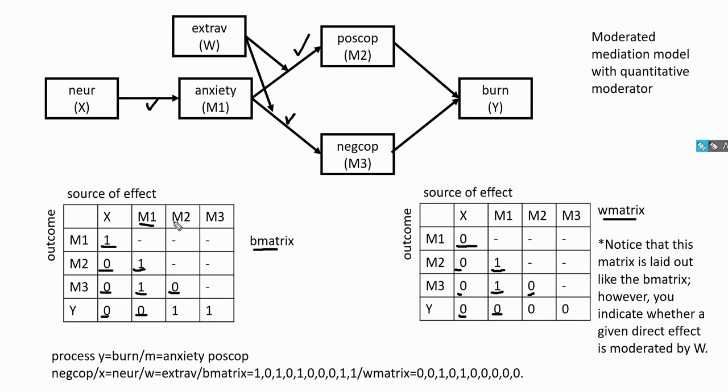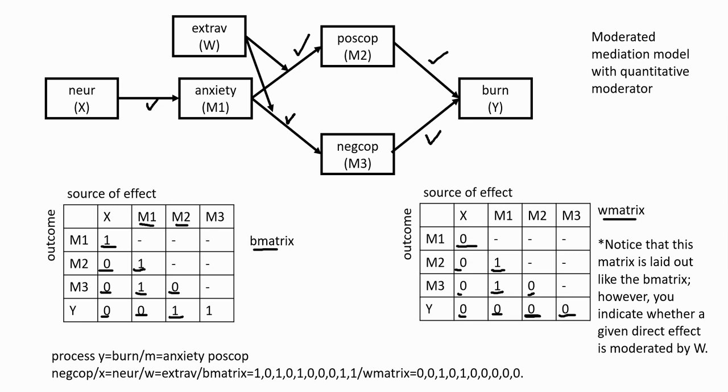And then with respect to the effect of M2 on Y right here, in terms of the B matrix, this effect of positive coping on burnout, notice it is not going to be moderated by W. So because of that, this value is going to be set to 0. And then with respect to the direct effect of negative coping on Y right here, there's no moderation being specified. So because of that, we're going to be using a value of 0 right here.